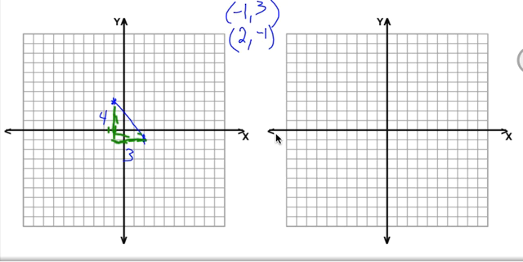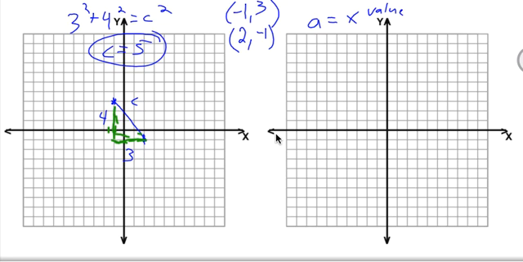So if we have a right triangle with sides of length 3 and 4, we can use the Pythagorean theorem. So it would be 3 squared plus 4 squared equals c squared, where c is my distance between those 2 points. I do the math and I get c equals 5. So really the distance formula is the exact same thing as the Pythagorean theorem, where a is the distance between your x values, and b is your y value distance.